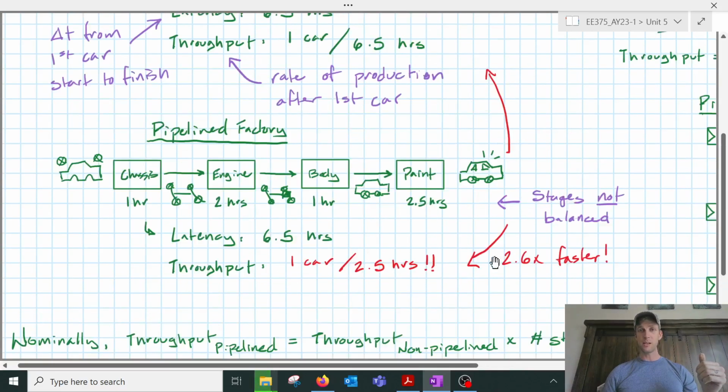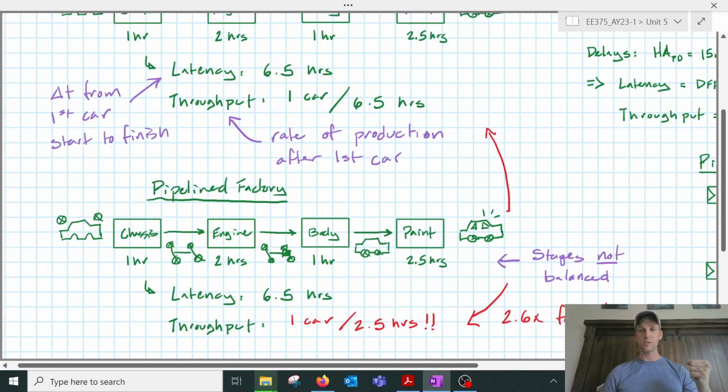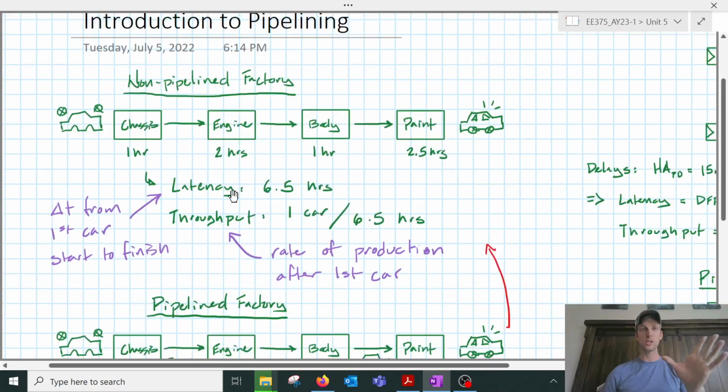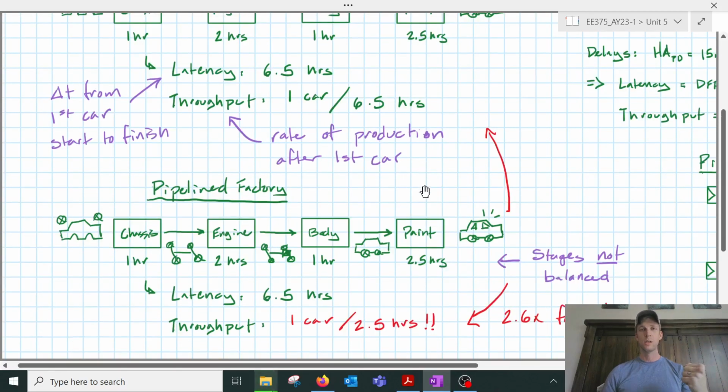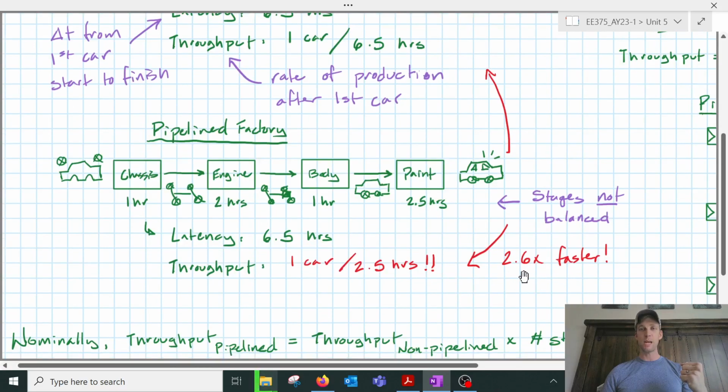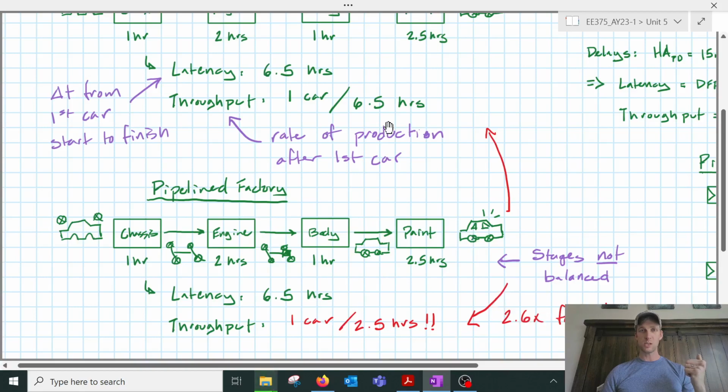And that's a pretty incredible performance increase. I haven't changed the underlying assembly line at all, but I've been able to increase my production by 2.6 times. And I get 2.6 as a ratio of 6.5 hours to 2.5 hours.